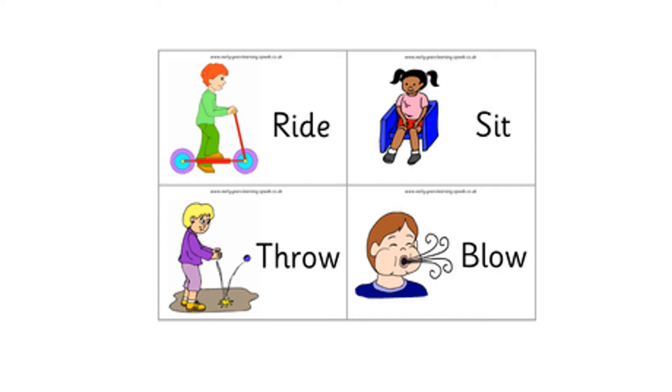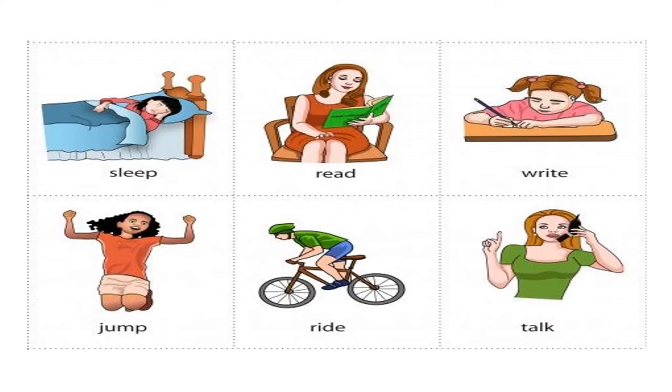Let us see some more examples. Ride, sit, throw, blow. These are action words or verbs. Sleep, read, write, jump, ride, talk.